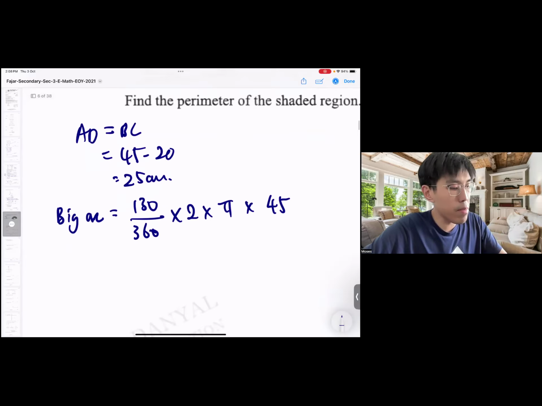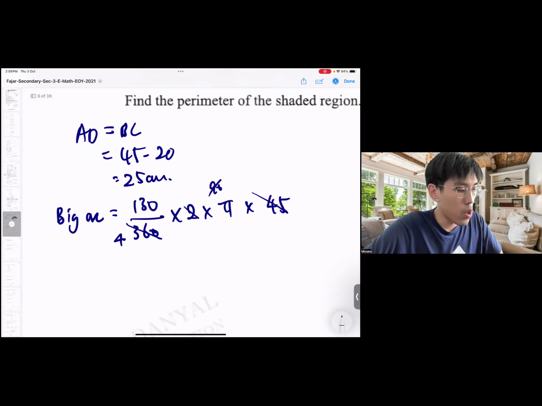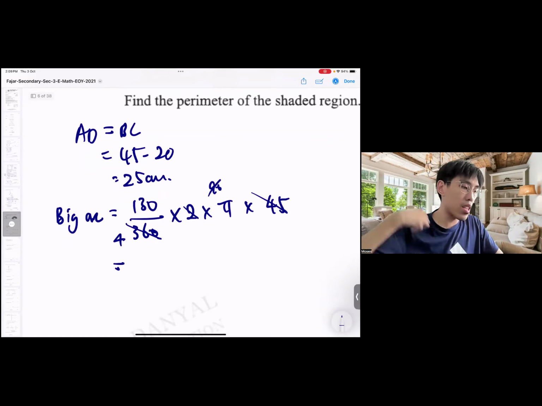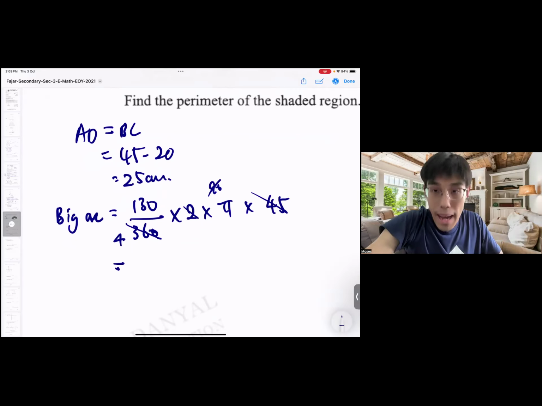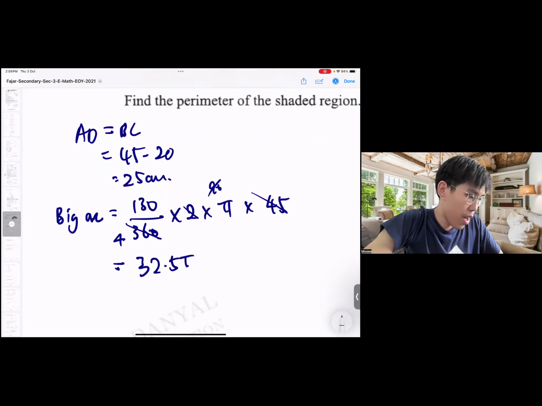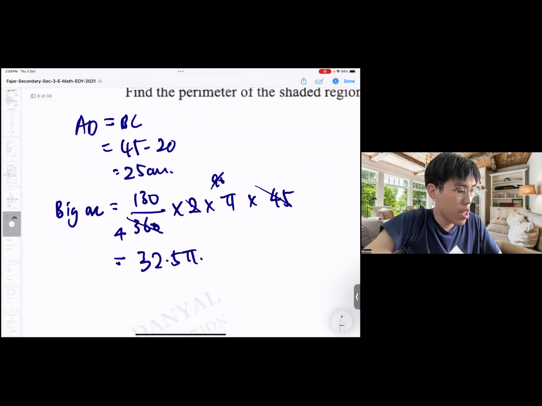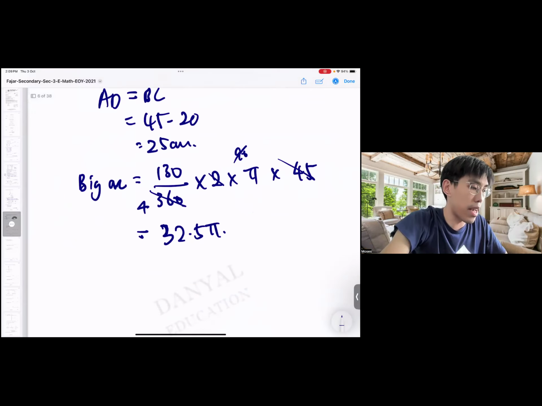Let me simplify this one. This 2 gives me 90. And then I cancel this one, it gives me 4. So this one is 90. So I cancel already. So what I have here is 130 divided by 4 pi. So this one should be 32.5 pi. Not sure if you can press the calculator, but now you should be able to do it mentally already. So this is the big arc.